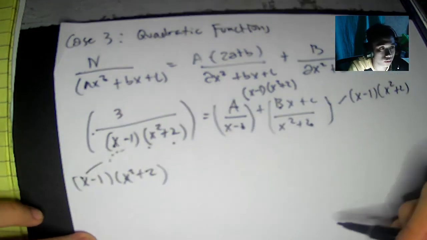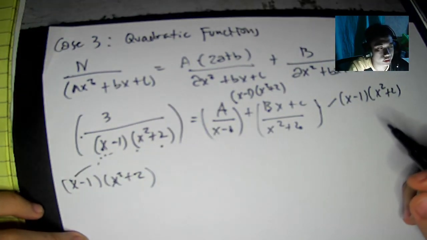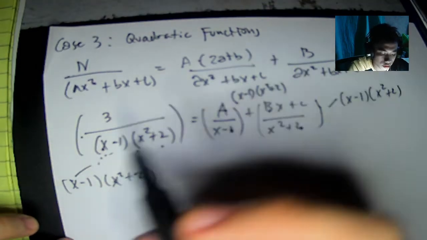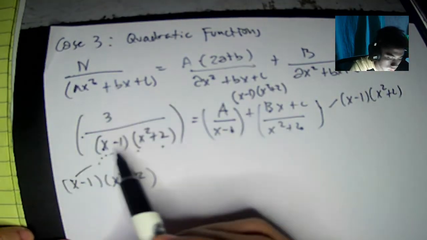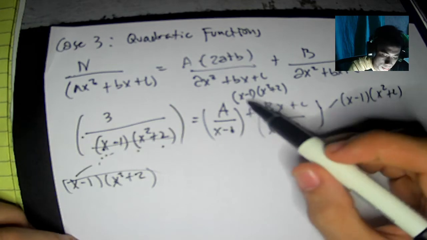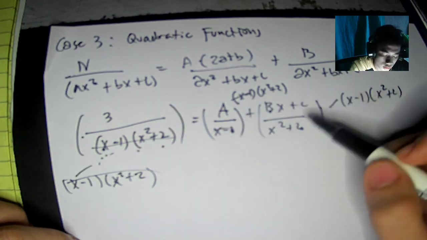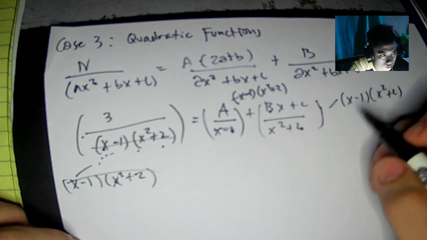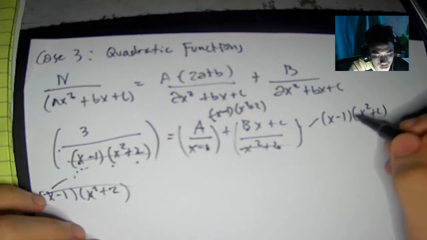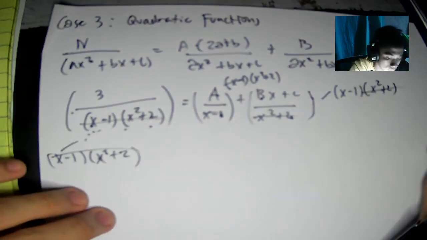X squared plus 2. So right here, what we're gonna do? Here, this is cancelled. In this case, x plus 1 is the only thing that you can cancel, and you have x squared left. And here, we'll cancel this one. You're left with x minus 1.